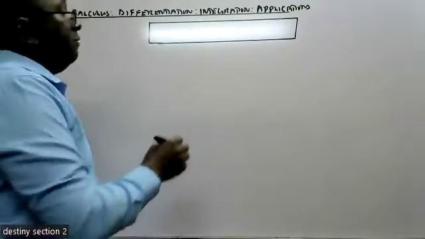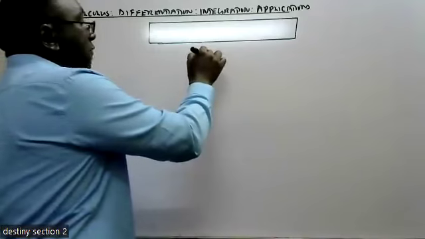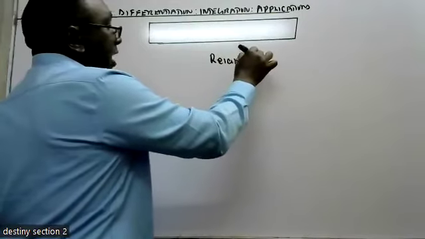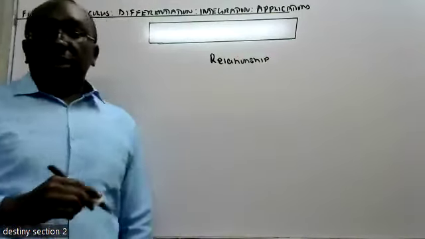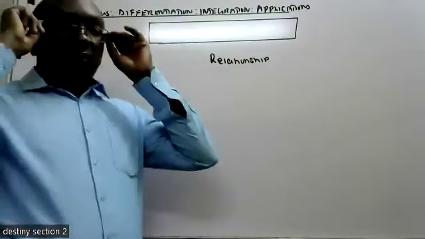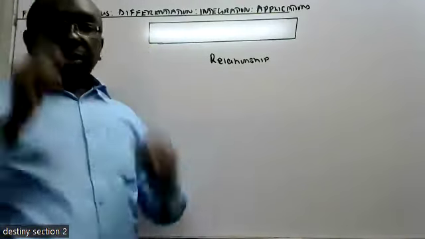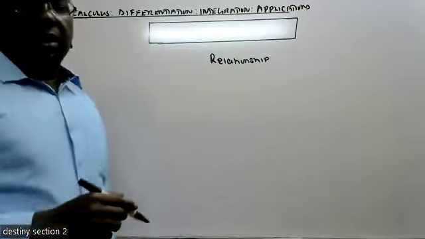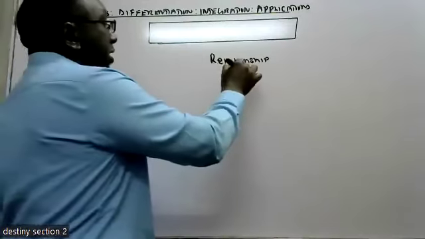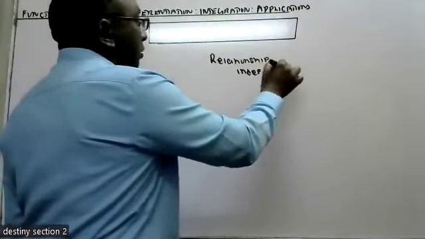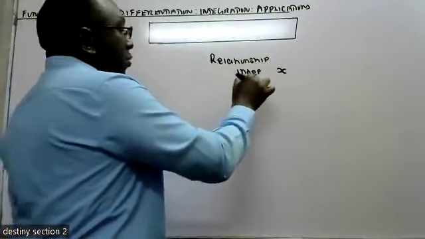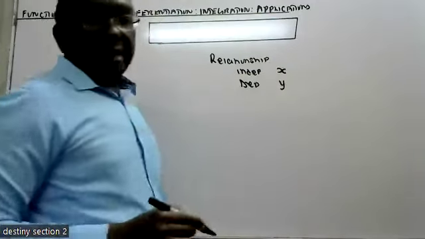Now, when you talk about a function, we are talking of a mathematical expression of a relationship that exists between variables. That's what we call a function. It is an expression, a mathematical expression of a relationship that is existing between variables. And in any relationship, as you have been saying, we have what we call the independent variable, which is represented by X. And we have what we call the dependent variable, which is represented by Y.